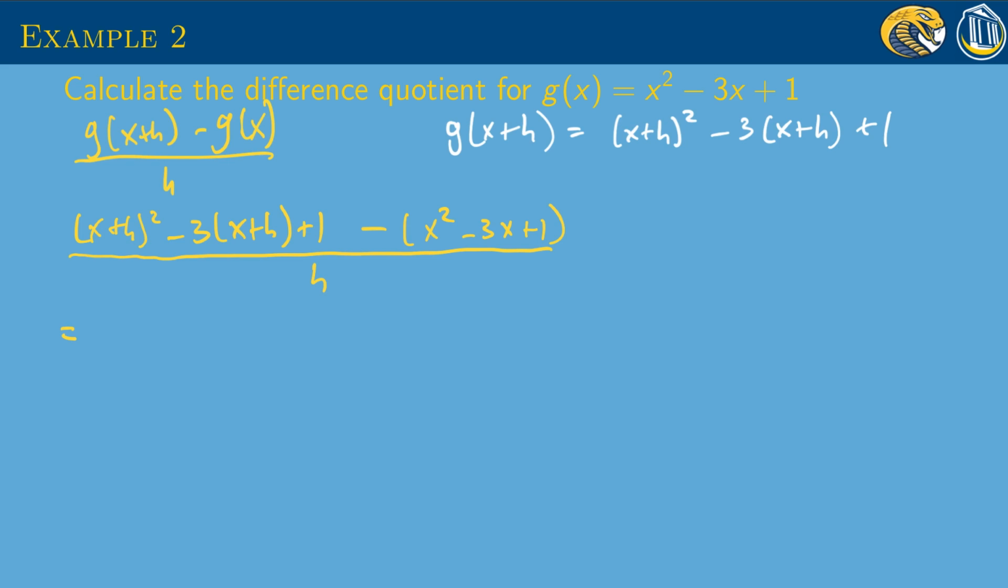If we remember FOIL, x plus h squared becomes x squared plus 2xh plus h squared. Then we have minus 3x minus 3h plus 1. And then we'll subtract x squared. Minus minus means plus 3x, and subtract 1. This is a bit of a mess at this point, but let's see what cancels.